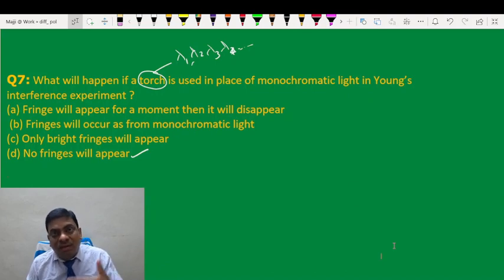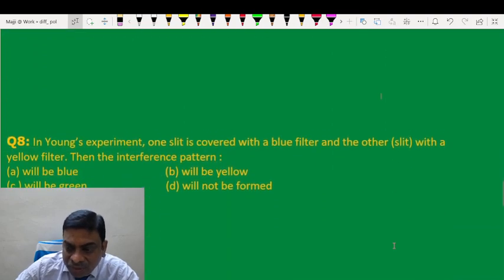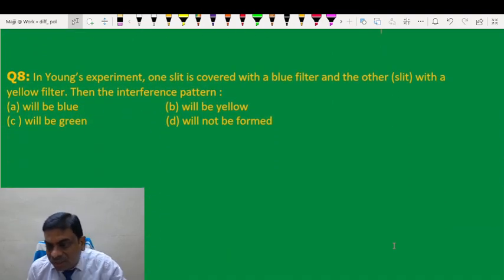Whereas here, dark of one color is overlapping with the bright of another color, so what is the use? There won't be any clarity there. So it's simple to say that no fringes will appear. So D option.